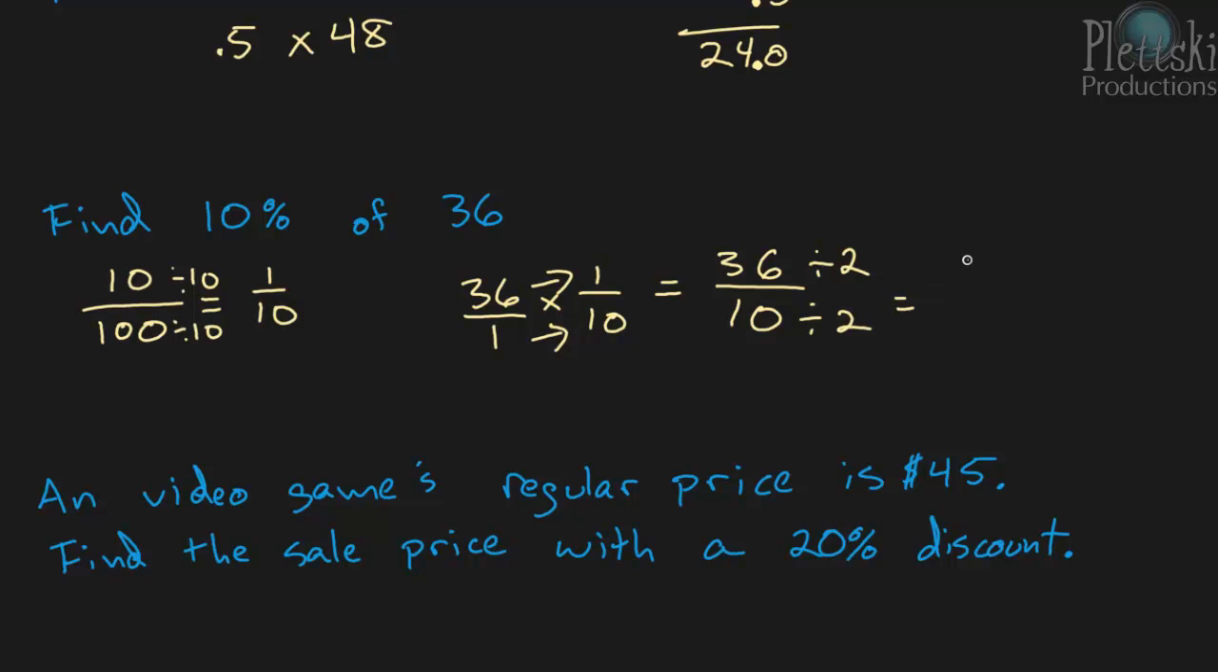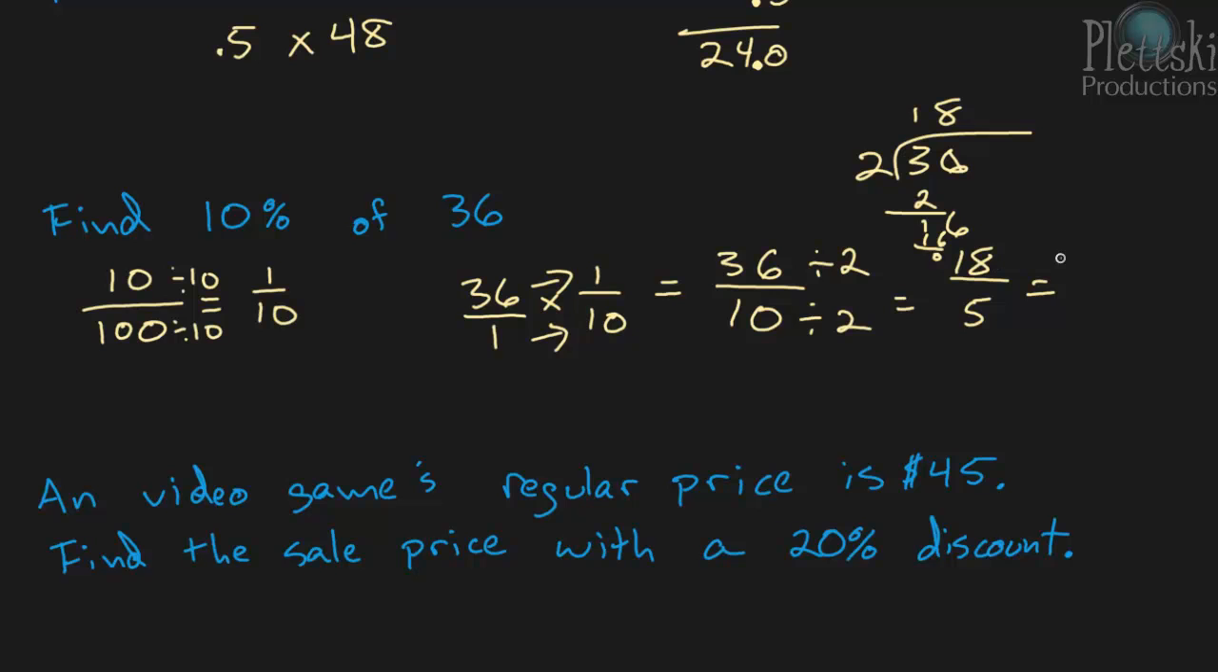And we'll get 18 in the numerator because 36 divided by 2 is 18. And we can do that here if you don't know that. 2 goes into 3 once. And 2 goes into 16 8 times. And you won't have a remainder, so it's 18. And then 10 divided by 2 is 5. So you have 18 over 5, or you could also simplify that.